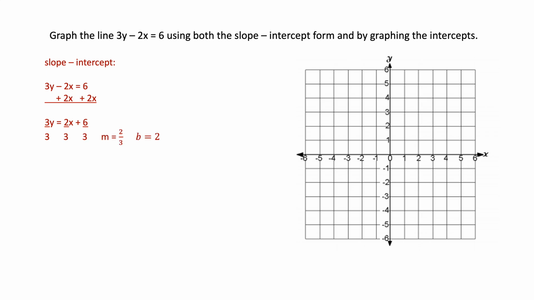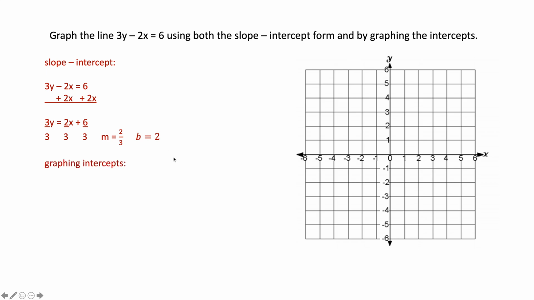Divide everything by 3, and I get y = 2/3 x + 2. Which means the slope is 2/3 and the y-intercept is 2. I didn't cross out the 3's, but what you're left with is y equals 2/3 x and 6/3 is 2. So that's your slope-intercept form, generating that the slope is 2/3 and the y-intercept is 2.